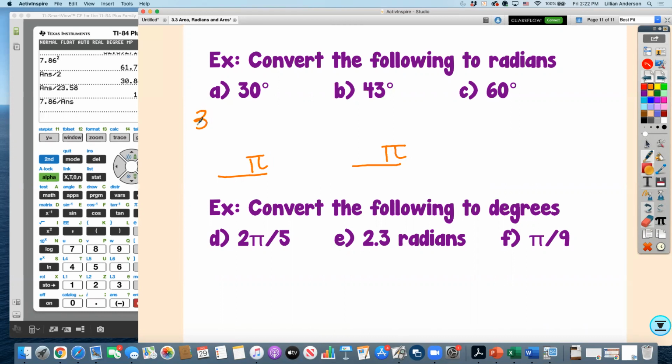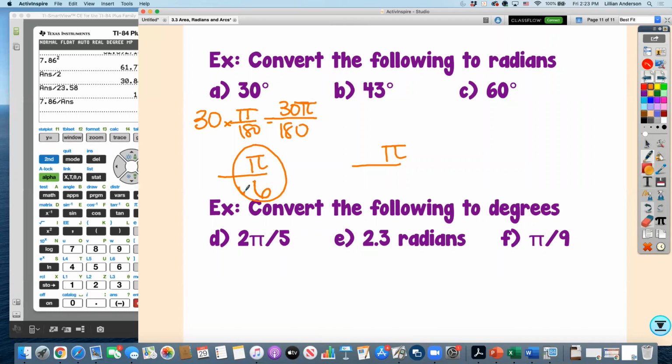So for example, to convert 30 degrees to a radian, I multiply it by pi over 180. Well, that's just going to turn into 30 pi over 180. And I just have to simplify that. What number goes into 30 that also goes into 180? 30. 30 divided by 30 is? 1. And what's 180 divided by 30? 6. So then 1 pi over 6, or just pi over 6, would be my radian.